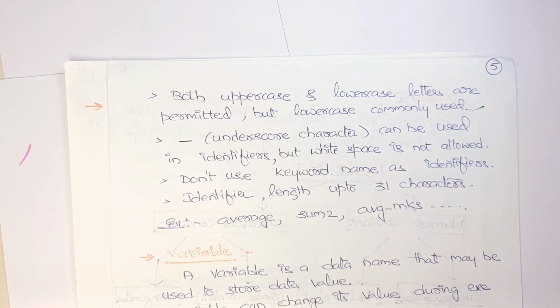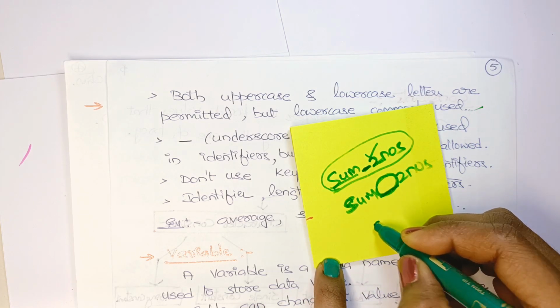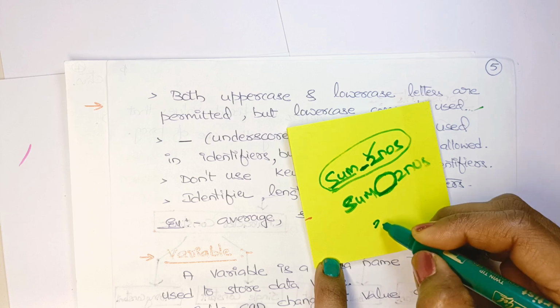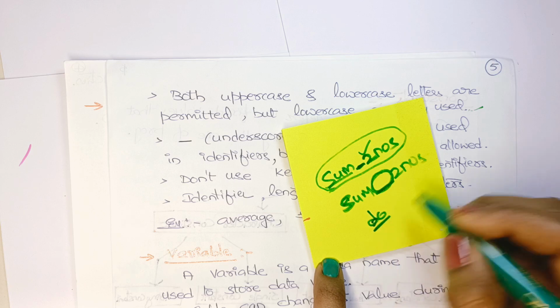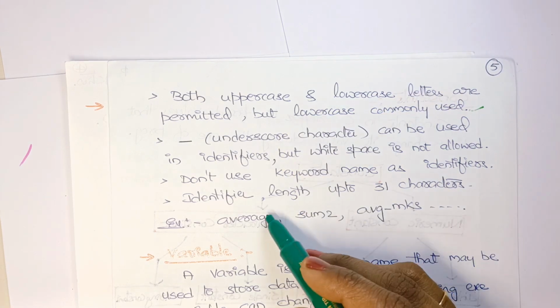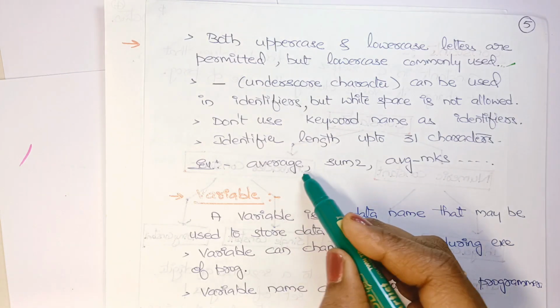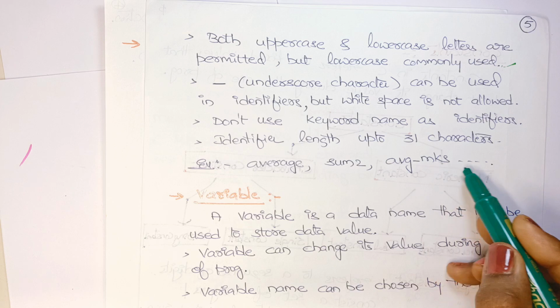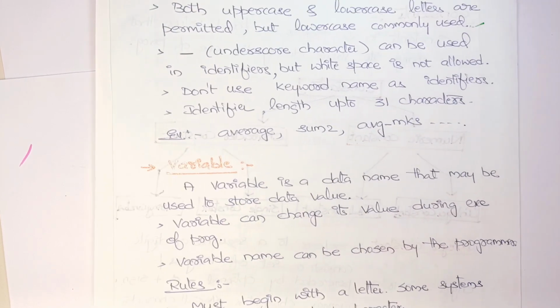Don't use a keyword name as an identifier. As I said, you cannot take a keyword name. For example, do is a keyword and for is a keyword. You cannot take do as an array name, function name, or variable name, and so on. Identifier length can be up to 31 characters. For example, average, sum2, average_marks are some identifiers you can take.